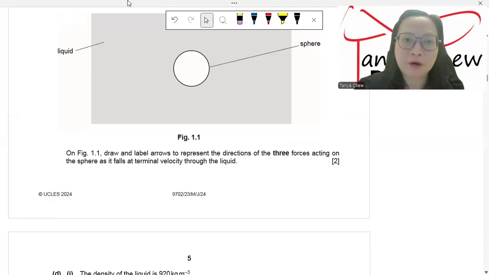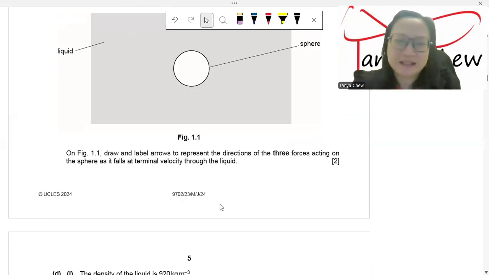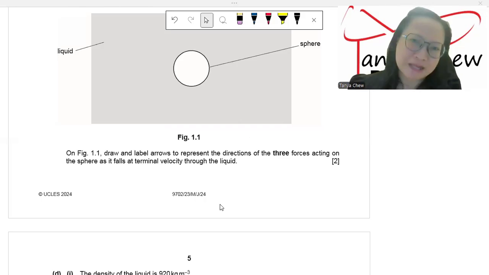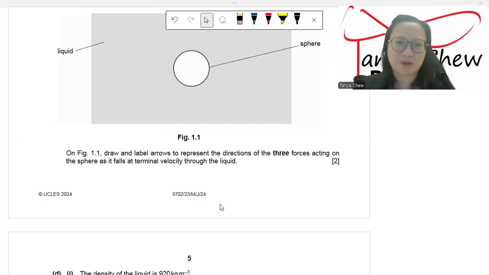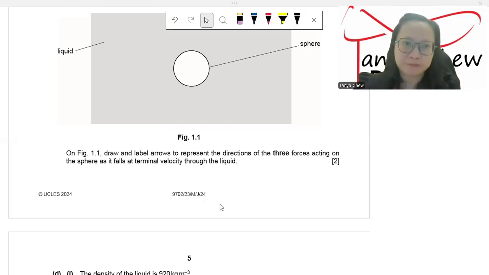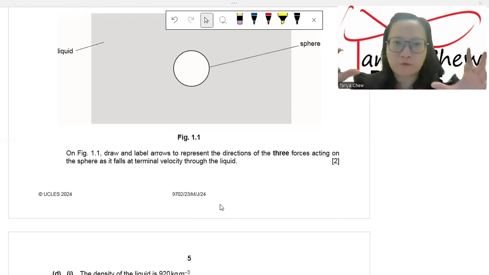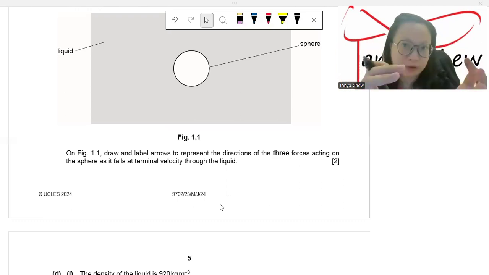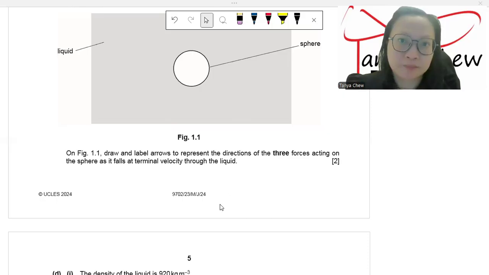Now, before I draw, you need to understand the definition of terminal velocity. Terminal velocity means that it is the maximum velocity achieved by this sphere when all the forces acting on the sphere are balanced. So that also means that the resultant force acting on the sphere is equal to zero.